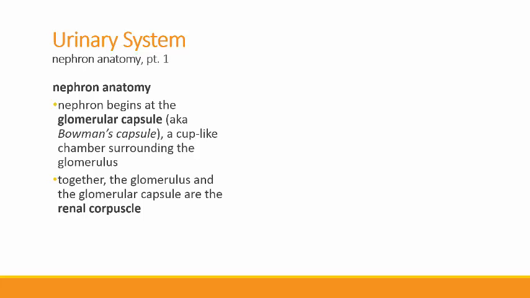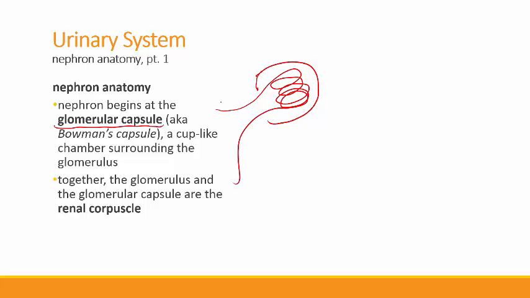The nephron begins at the glomerular capsule. I think in the last one I called it the renal capsule. I'm sorry. The glomerular capsule is the name for this structure that has the glomerulus inside. So here's the glomerulus, afferent, efferent artery here. Sorry, a little sloppy.